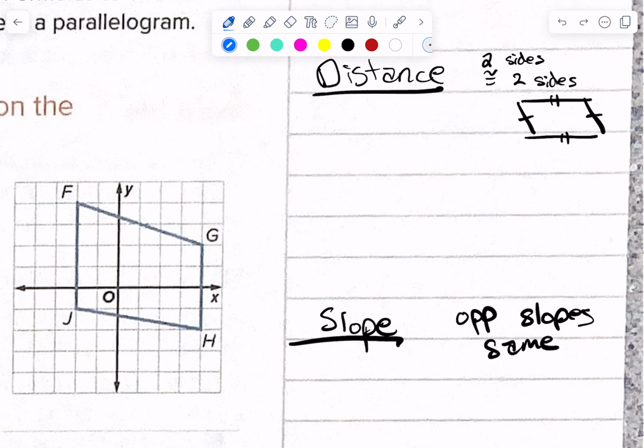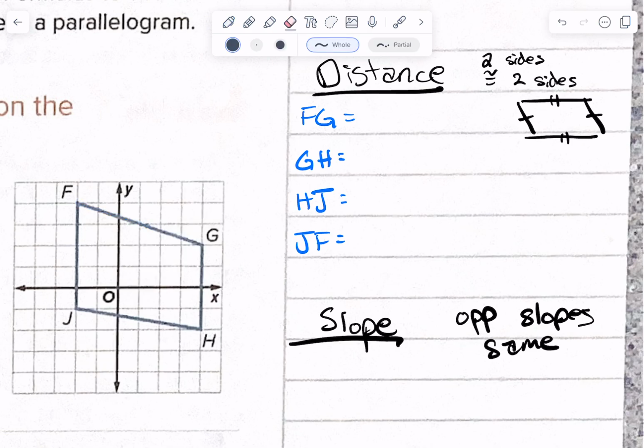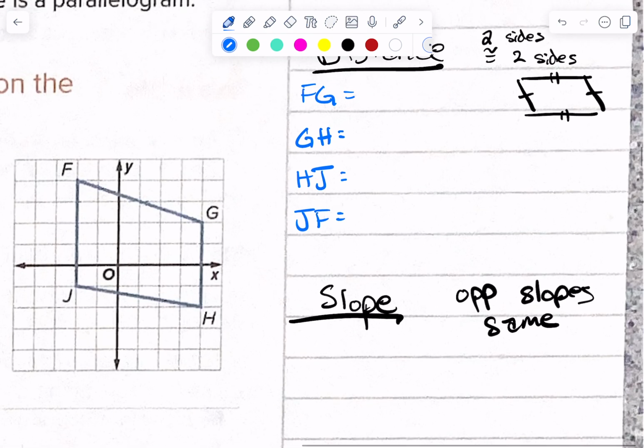So let's go from F to G, that's one side, okay? What's another side? G to H. Let's go H to J and then J to F. Negative 2, 6 for FG. For slope. Oh, for slope. Okay, just wait. Hold that thought because we're doing distances right now.